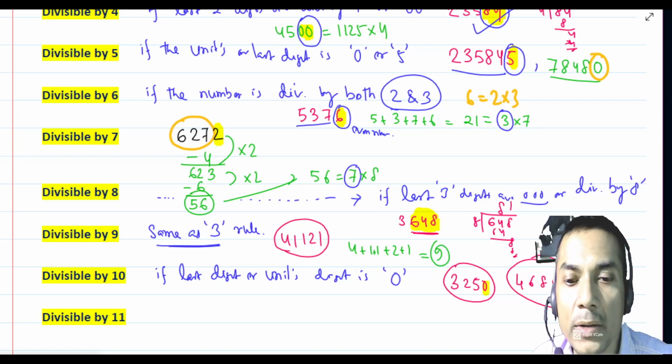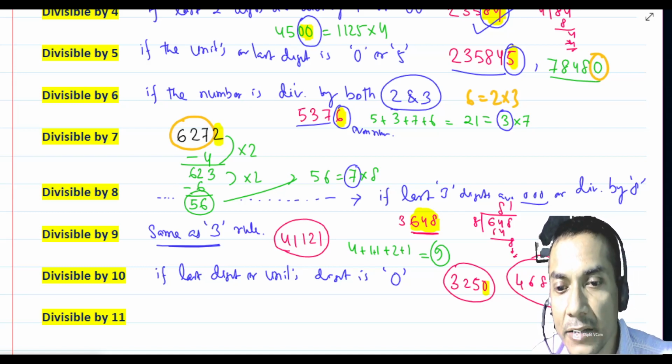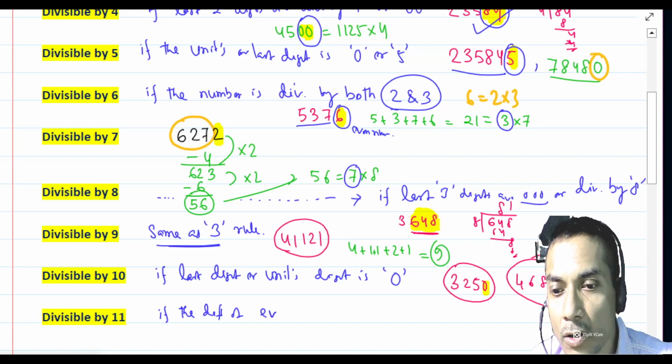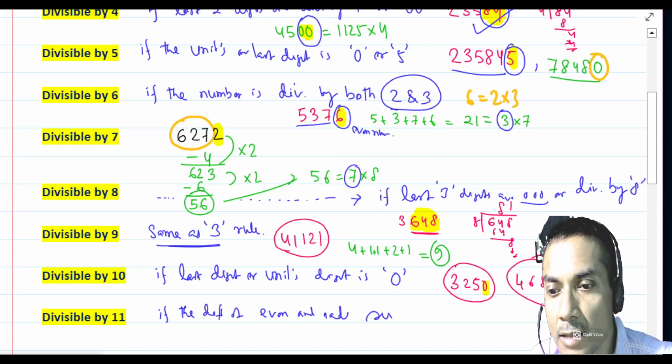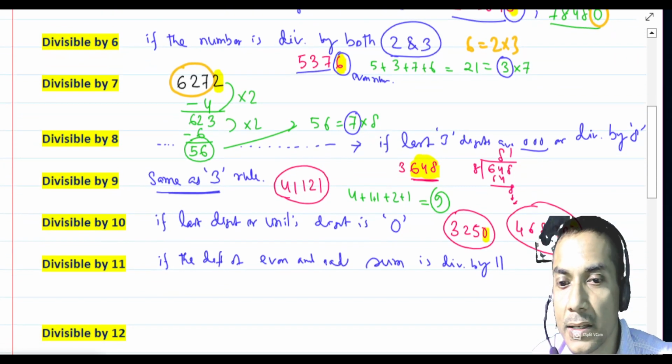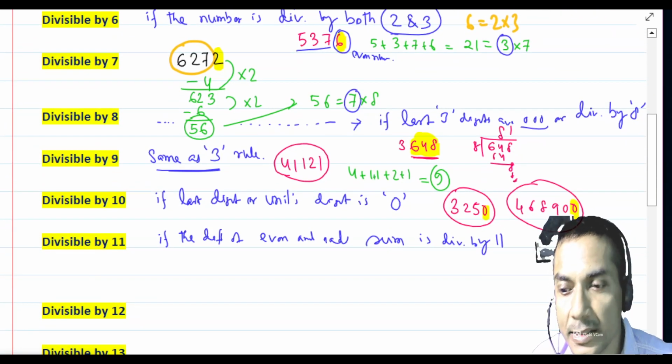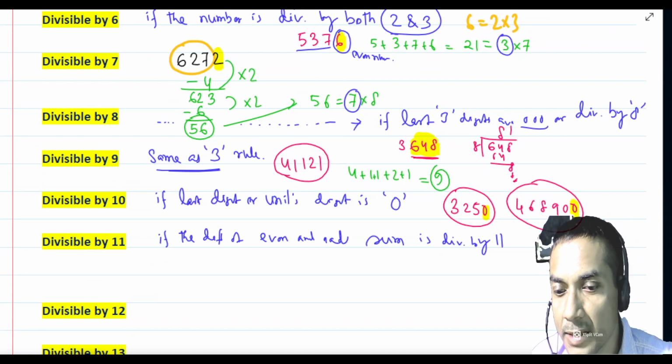What is the rule of divisibility of 11? If the difference of the sums of the even and odd place digits is divisible by 11, then the number is divisible by 11. How can you check it? Yes, let's give you some examples.